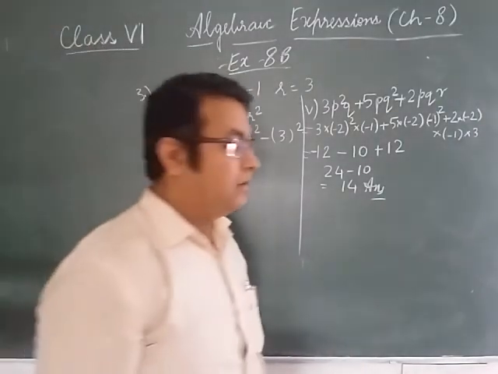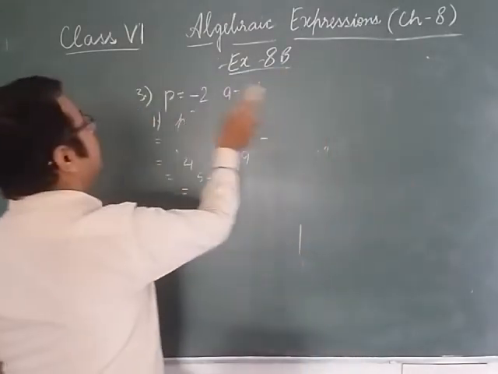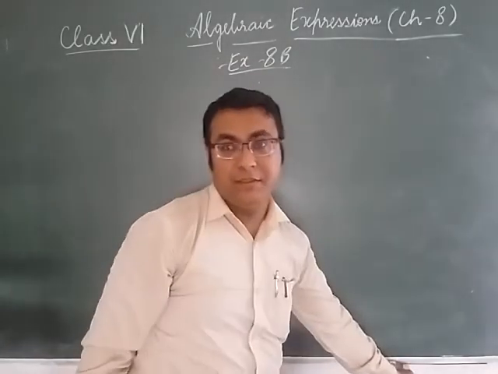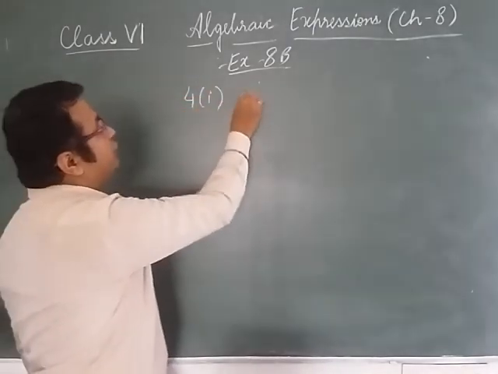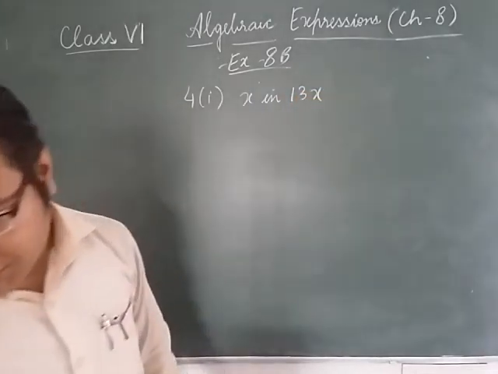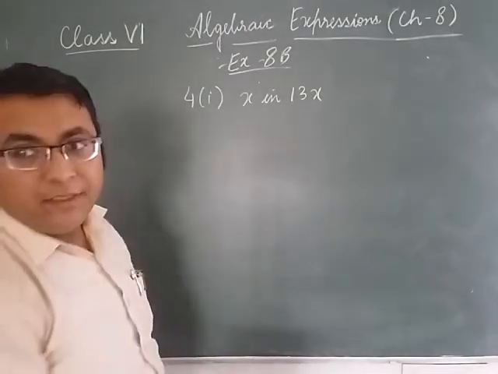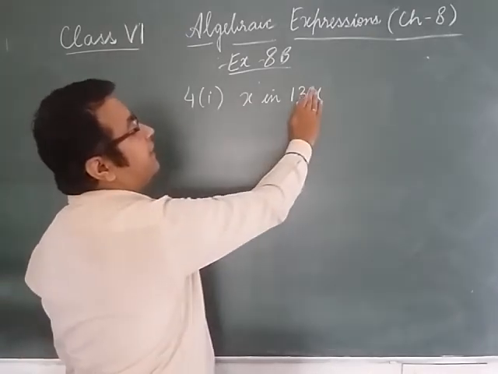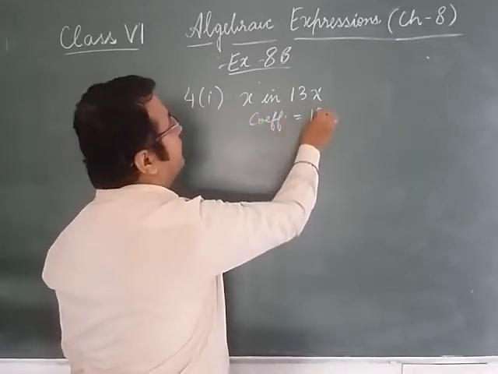Question number 4. In question number 4, an expression is given and we need to find the coefficient. Question number 4, first part. We have to find the coefficient of x in 13x. If only coefficient is written, in that case we will find the numeric coefficient. So, coefficient of x we have to find means hide x. What is left? 13. So, coefficient will be 13.